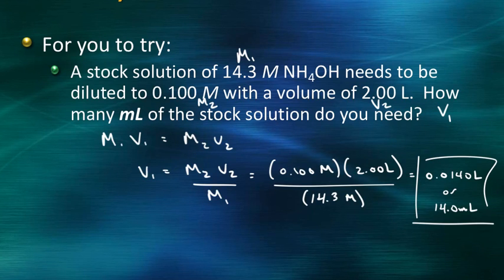Okay, so we're solving for V1. Rearrange the equation for V1. That's M2V2 over M1. What I went ahead and did was just label everything up here with M1, M2, and V2. M2 is 0.100 molar. V2 is 2 liters. Divided by M1, which is 14.3. Notice you get a very small number here, 0.0140 liters to 3 sig figs.